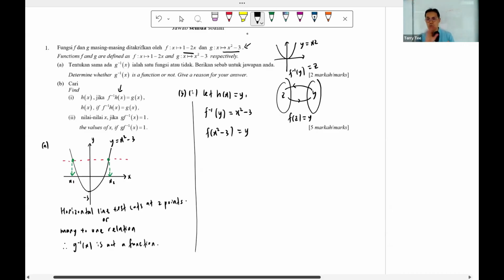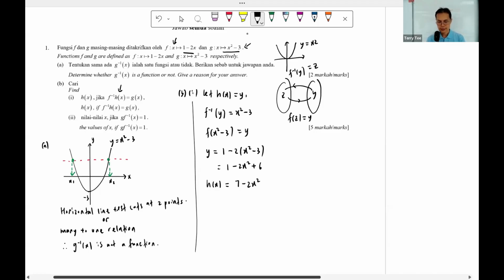When you do it this way, you don't have to inverse the function. Now I'm going to take this x squared minus 3 and substitute inside f(x). So my y will be 1 minus 2 bracket x squared minus 3. Let's expand this: 1 minus 2x squared plus 6. Your y is your h(x), so h(x) is 7 minus 2x squared. We got our h(x) already.